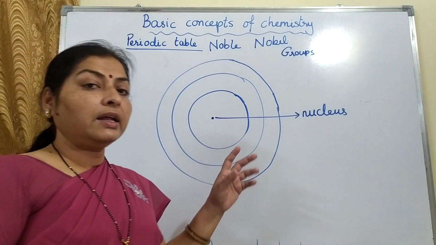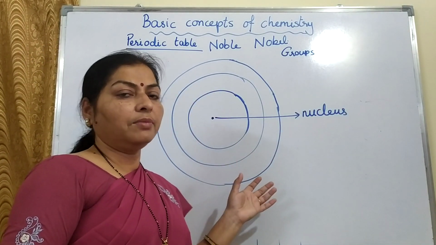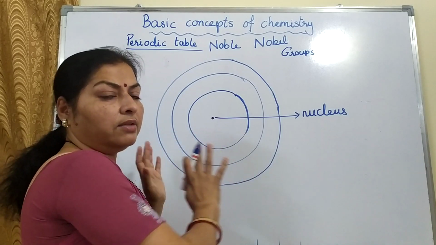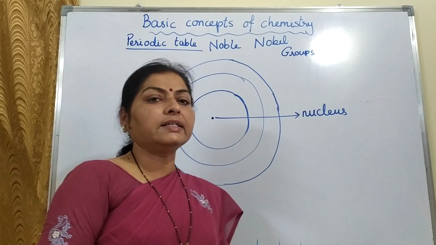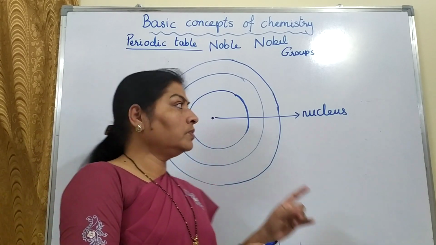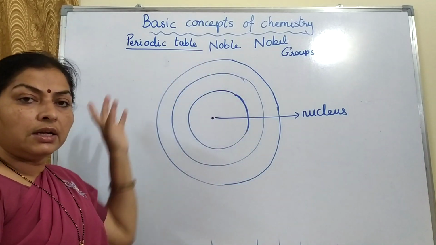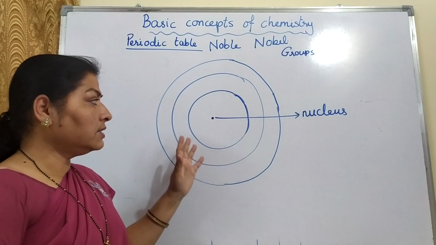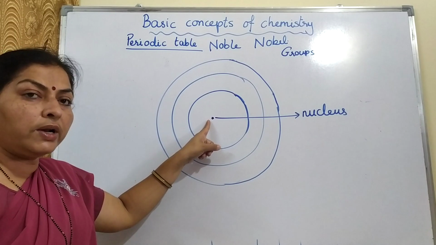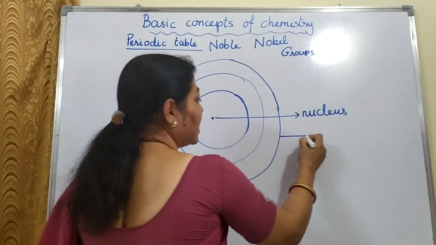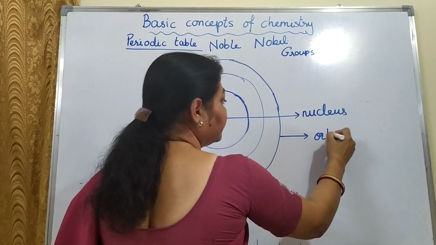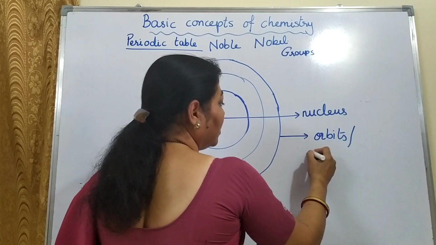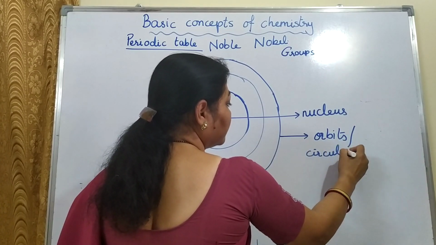One more thing, children, there are many theories about the structure of atom. For now, this theory we will accept, because for class 9 this much is sufficient to know: the atom is spherical, we consider it to be. It has a nucleus in the center. These are orbits, or we can call them circular paths.